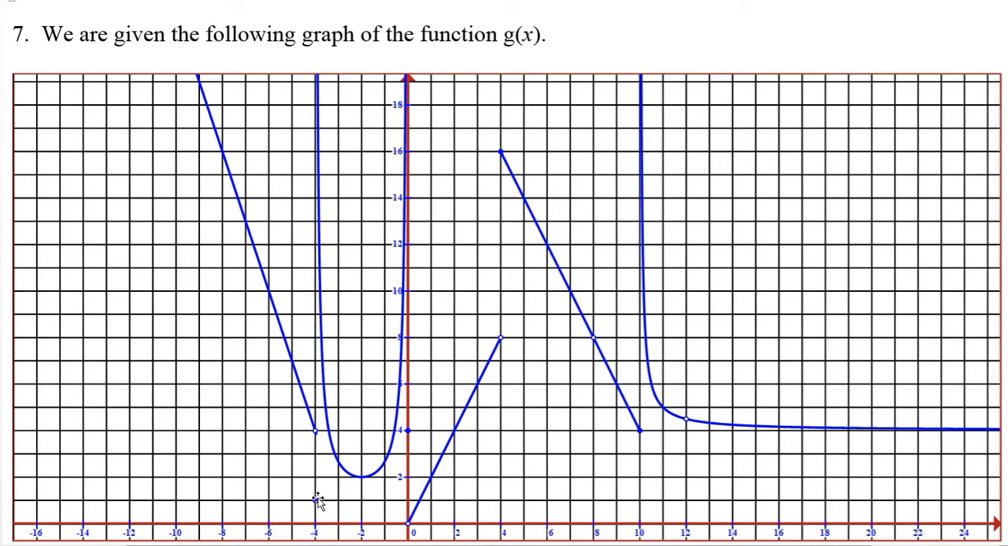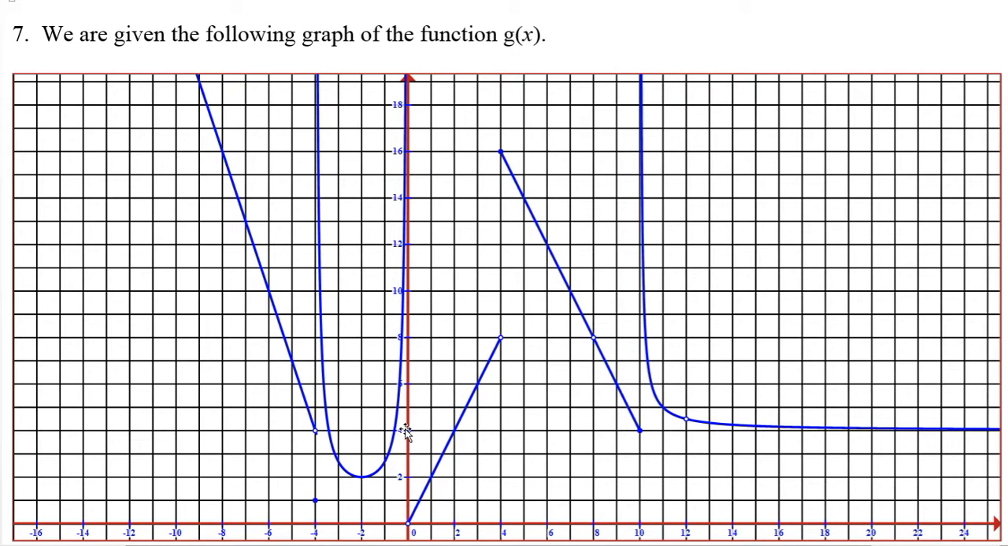Notice that f of -4 is +1 because there's a dot on the graph right there. The limit as x goes to -4 from the left side is coming this way. It's approaching +4. The limit as x goes to -4 from the right side is following this graph, and it goes to positive infinity, which means it doesn't exist.